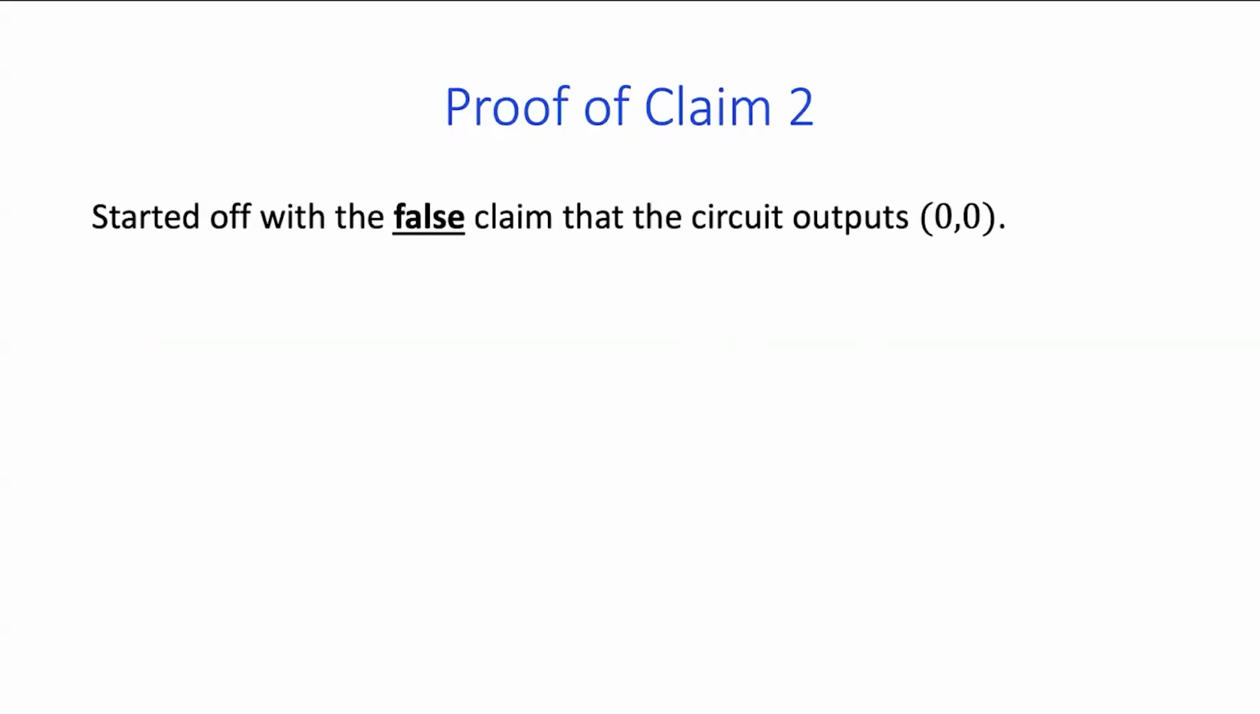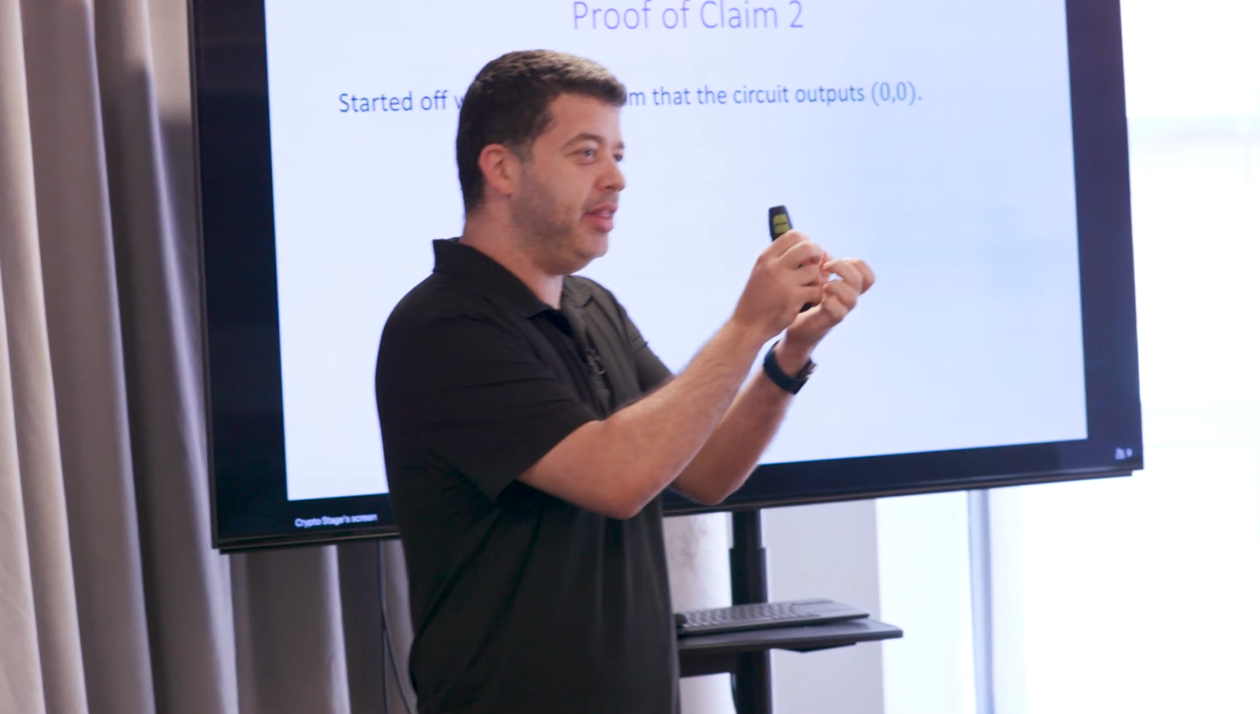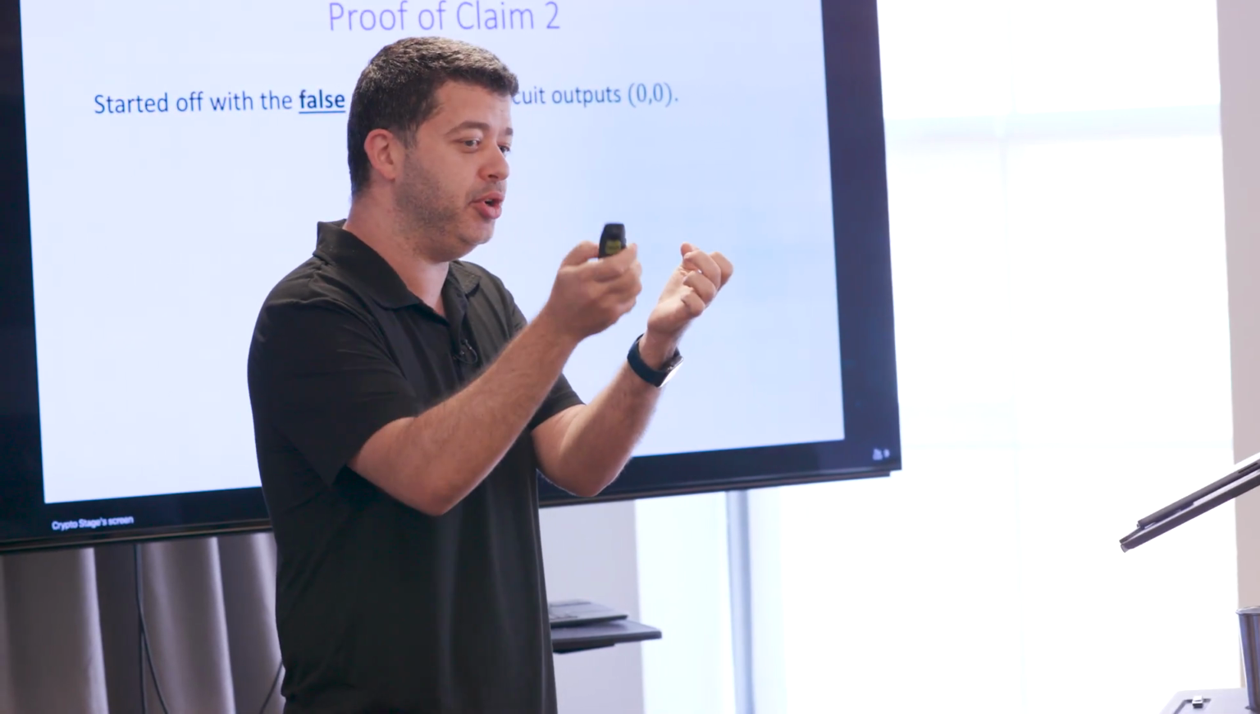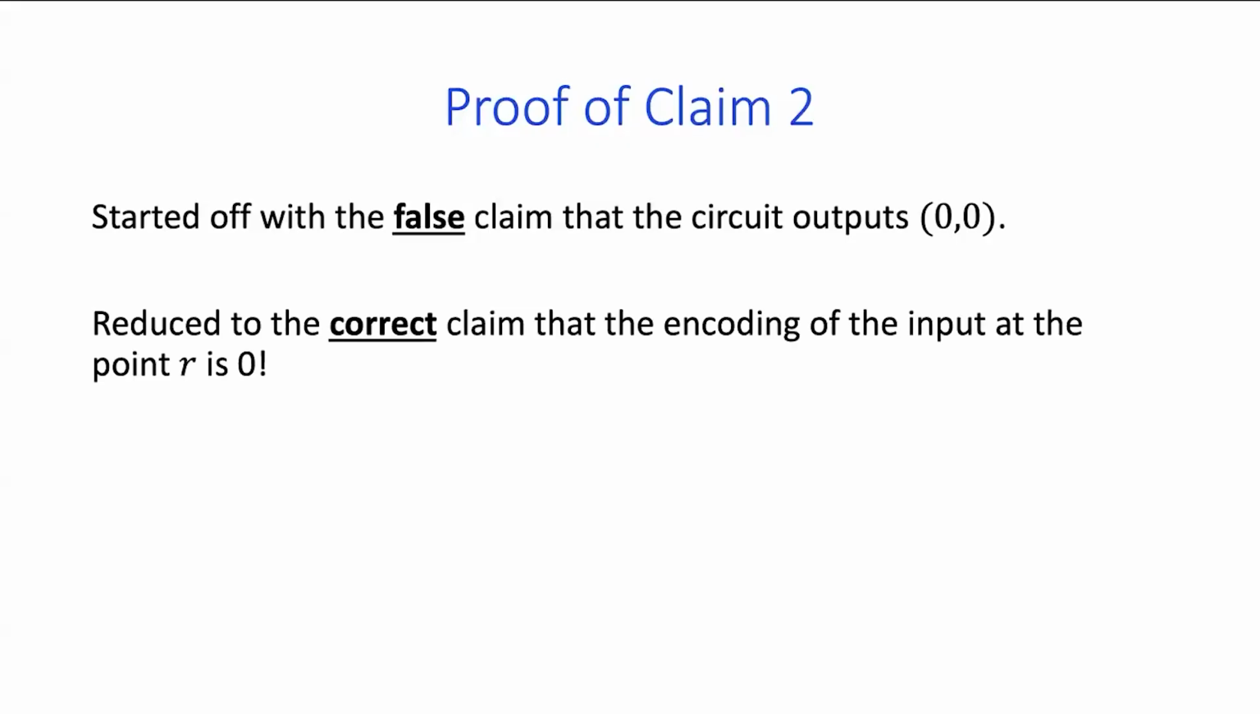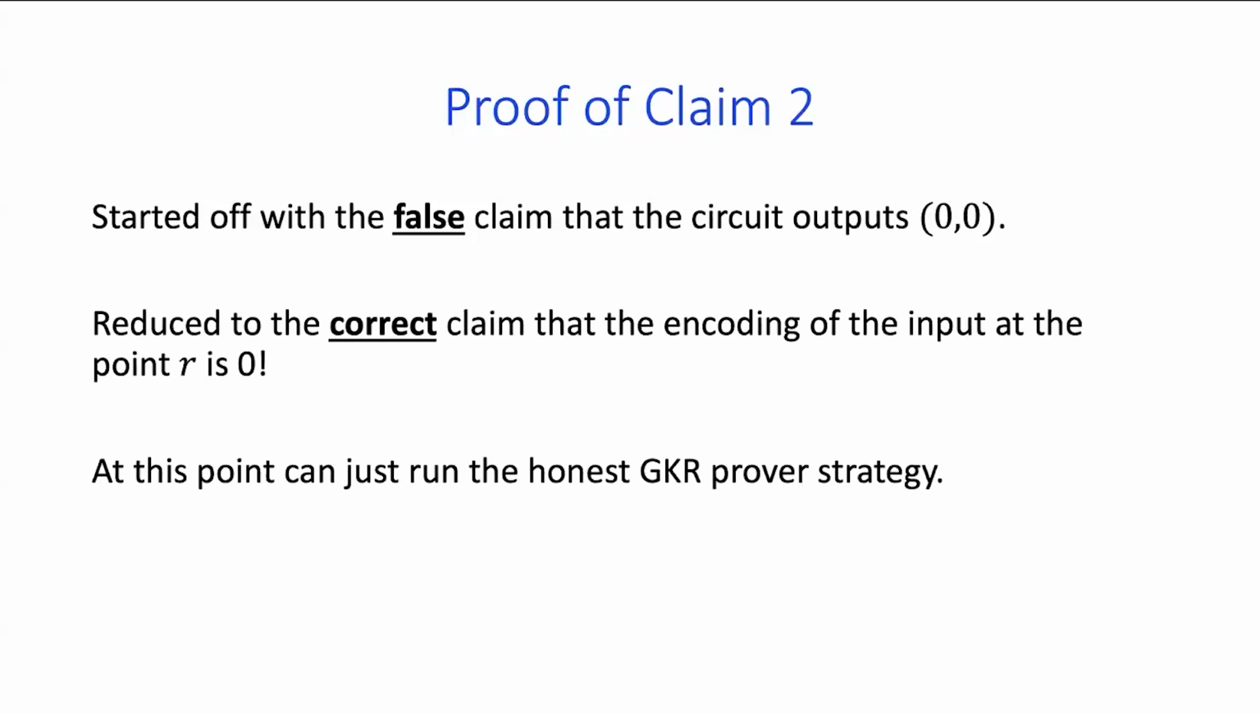Right, so what happened really is we started off with a false claim that the circuit is outputting 0, 0. But when, using Fiat-Shamir to choose the random point r, we set it up so even though the claim about the output of the circuit being 0, 0 was false, the claim about the extension of the output of the circuit at the point r being 0, that claim is true. And so we managed to move from a false claim to a true claim. And once the claim is true, we can just run the honest prover strategy. And everyone is happy. So for almost the entire protocol, we're just running the honest prover strategy.